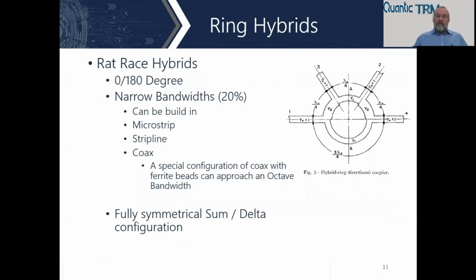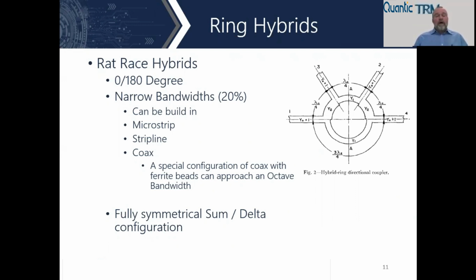Sure. Now, the ring hybrid is where we are moving away from the lumped element telephone kind of network into other ways of getting a 0-180 phase relationship. These again have the ability to generate either a sum or delta output into two outputs, very similar to the way that the previous one did. The big difference here is that this can now work at very high microwave frequencies. This sort of circuit can be used right through 20, 30, 40 gigahertz if need be.